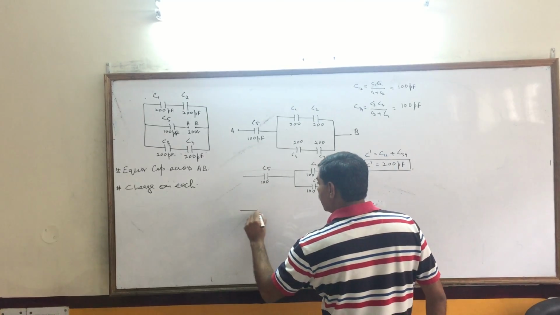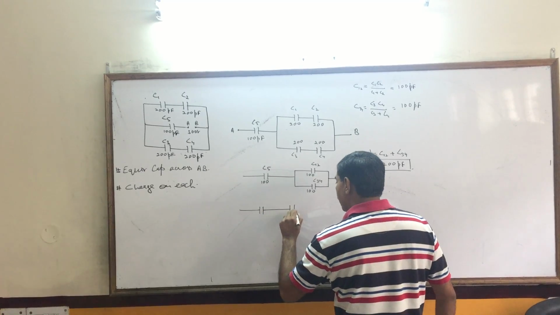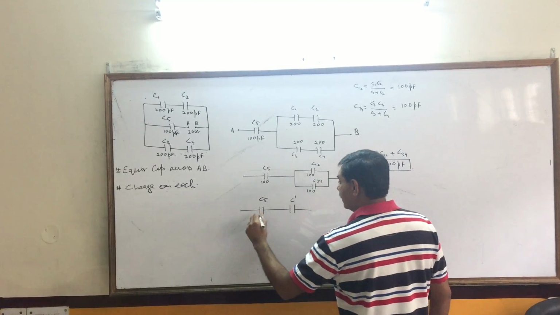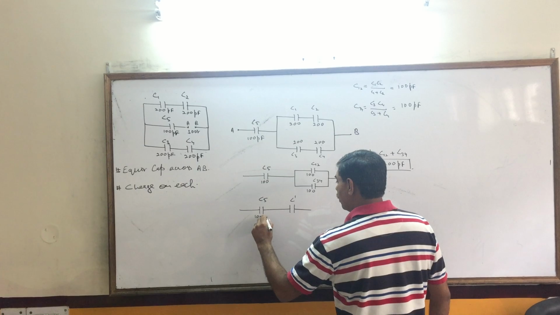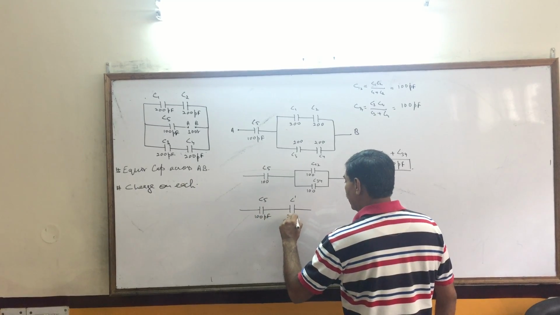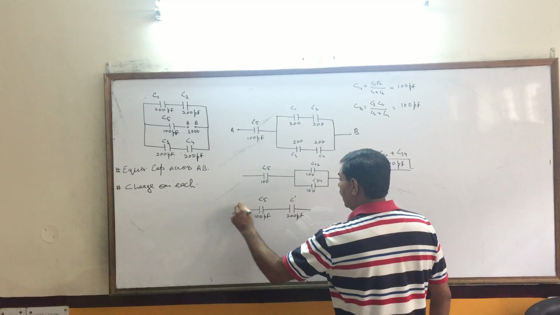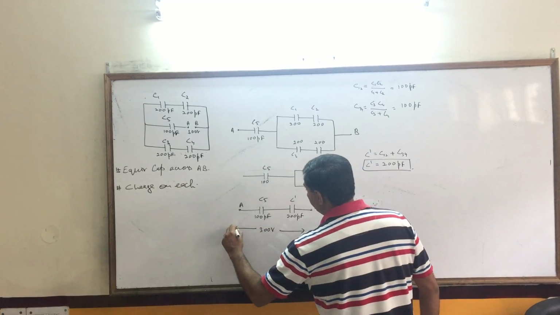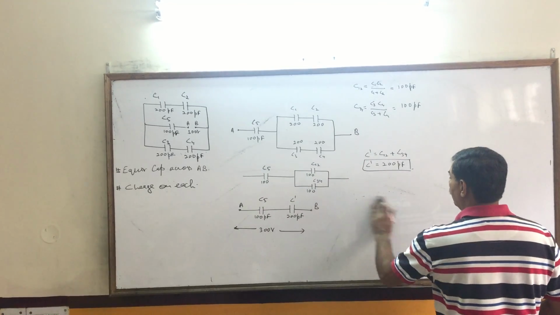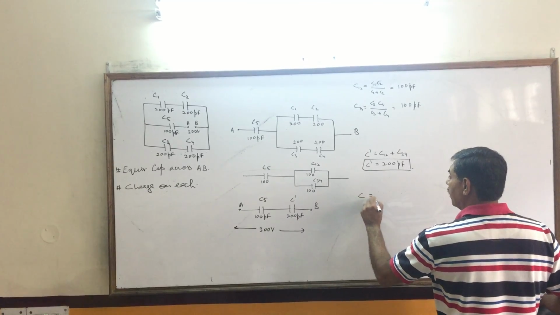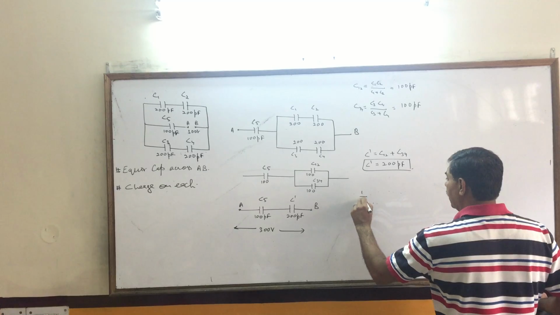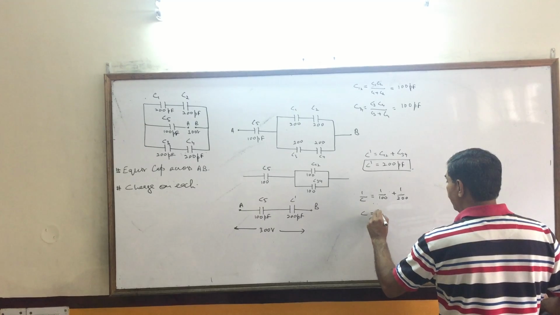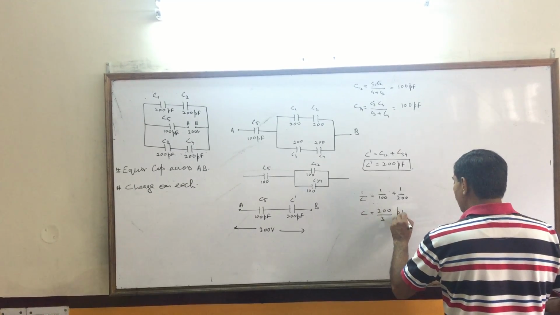And now you have C5 and C dash in series. This is 100 picofarads. This is 200 picofarads. This is the point A and this is the point B, and across it you have 300 volts, giving you C AB. 1 by C AB is 1 by 100 plus 1 by 200, giving me C AB as 200 by 3 picofarads.